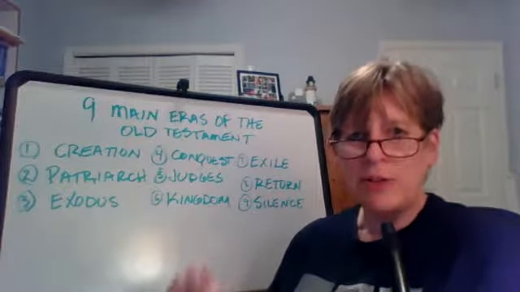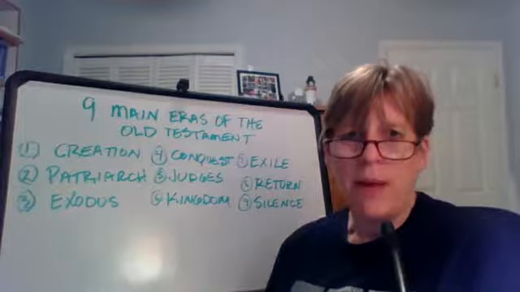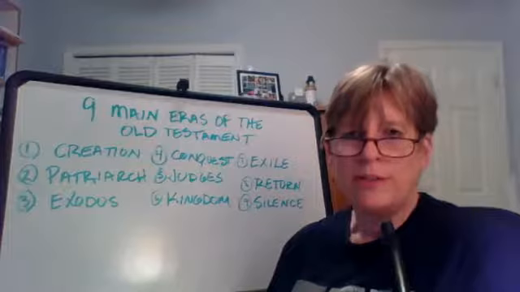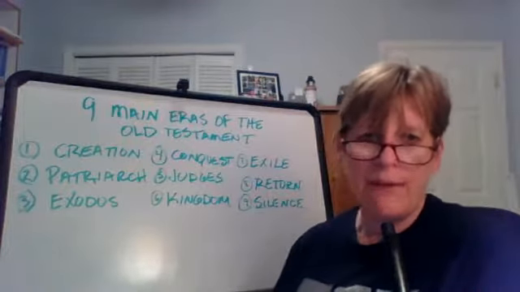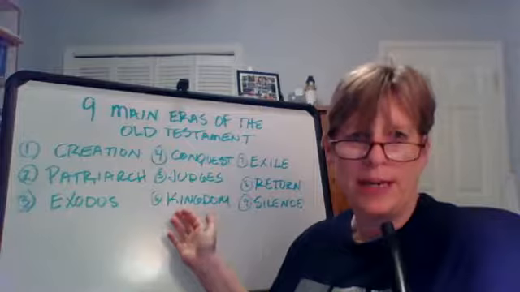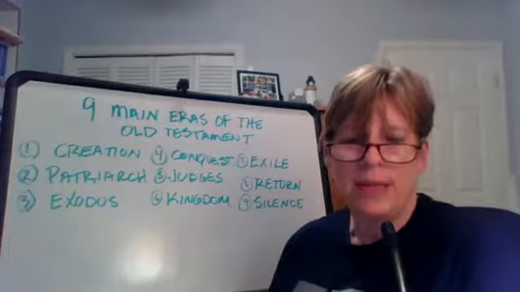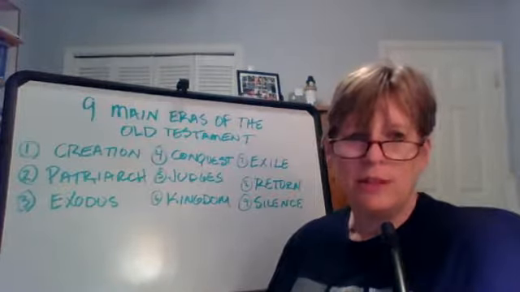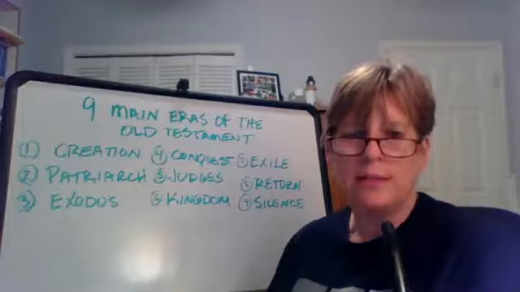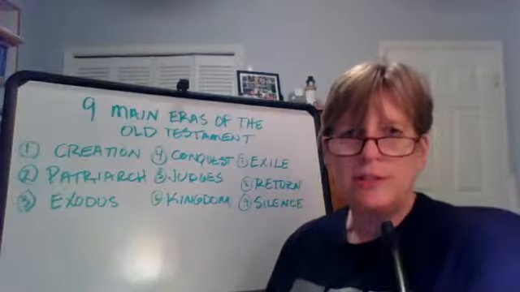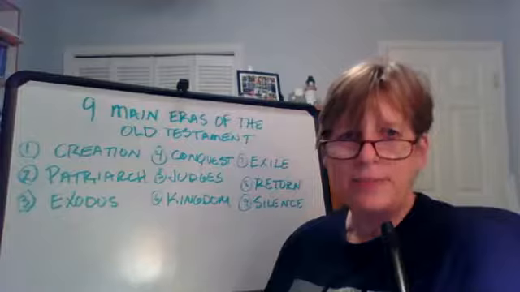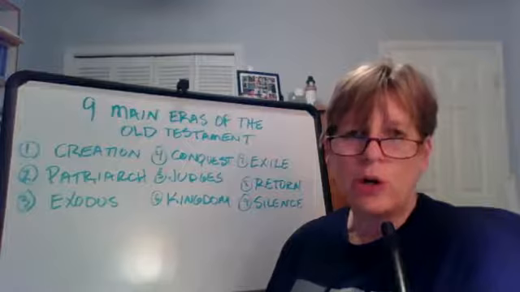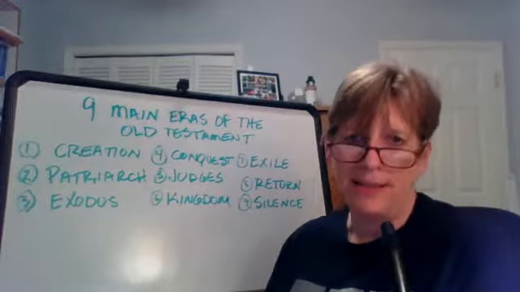In session 3, our author, Max Anders, lays out for us 9 Old Testament eras, okay? And I have those up on the board. Number 1 being creation. Number 2, patriarch. 3 is Exodus. 4, conquest. 5, judges. 6, kingdom. 7, exile. 8, return. And 9, silence.